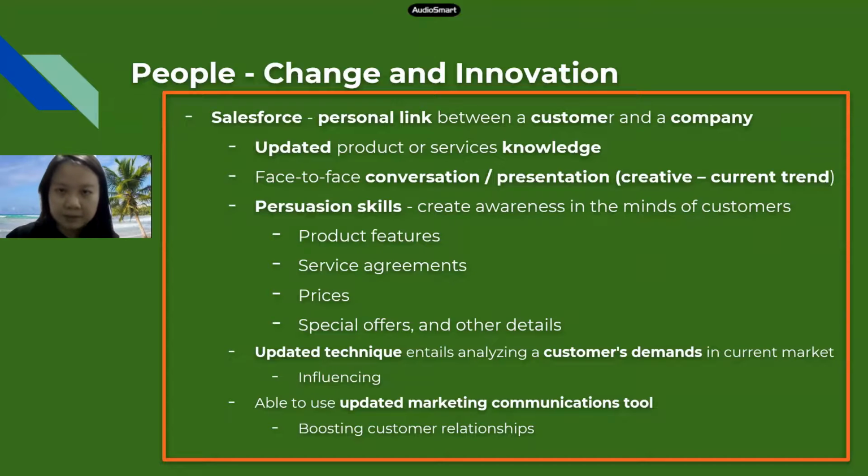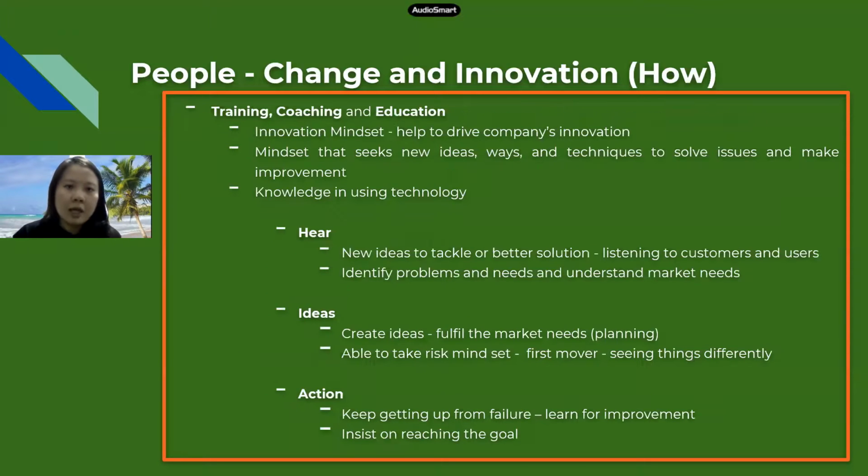Next will be salespeople. Since the marketplace is very competitive, all competitors keep improving their product and services, and maybe their salespeople will keep training too. So of course, our salespeople need to improve too. They need to know all the knowledge of updated new products and services if we launch new products and services. Their presentation and persuading skills need to become more creative to win over the competitors. And of course, they must learn how to use updated technology, for example communication tools, to win over the competitors. This will help to boost customer relationships and help to increase company sales too.